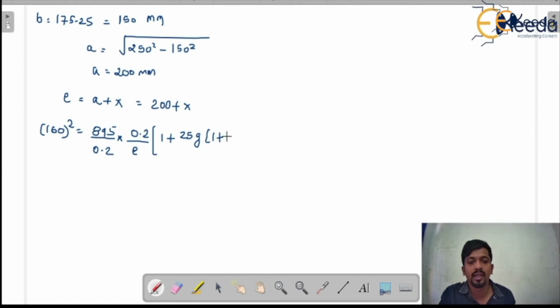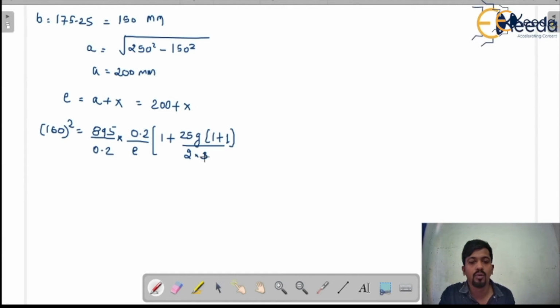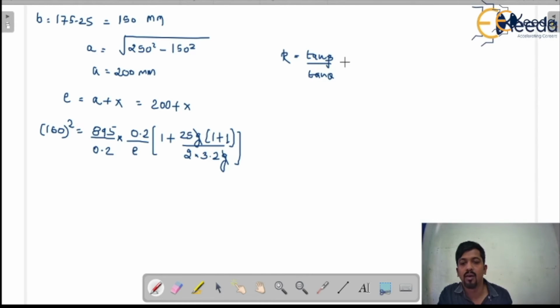Now what is the value of K? K value is 1 upon 2 mg. M is 3.2 G. G to G will cancel out. Now how do I write K is equal to 1? Because K is equal to tan beta upon tan theta.